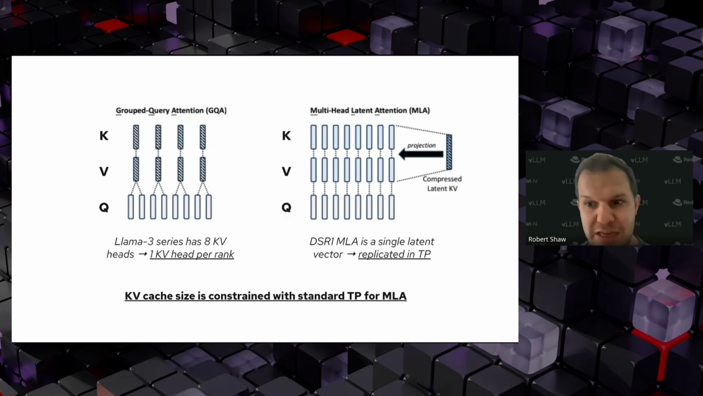And there's actually 8 KV heads. The reason for this is that the KV heads are the dimension that you can shard the KV cache on. So KV head 0 goes on rank 0, KV head 1 goes on rank 1, and so on and so forth.